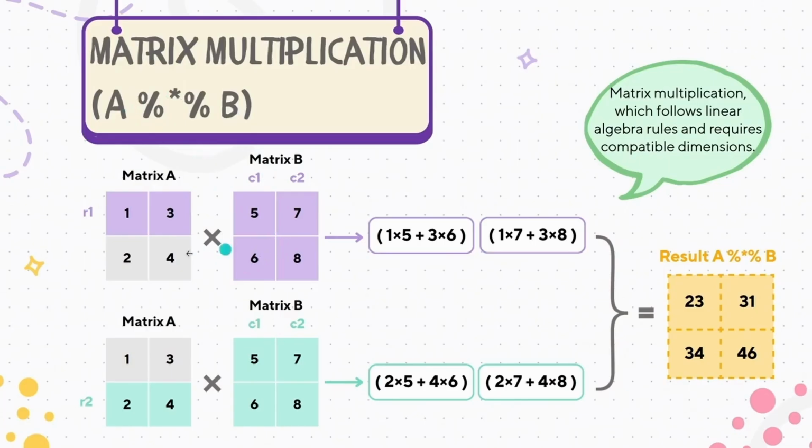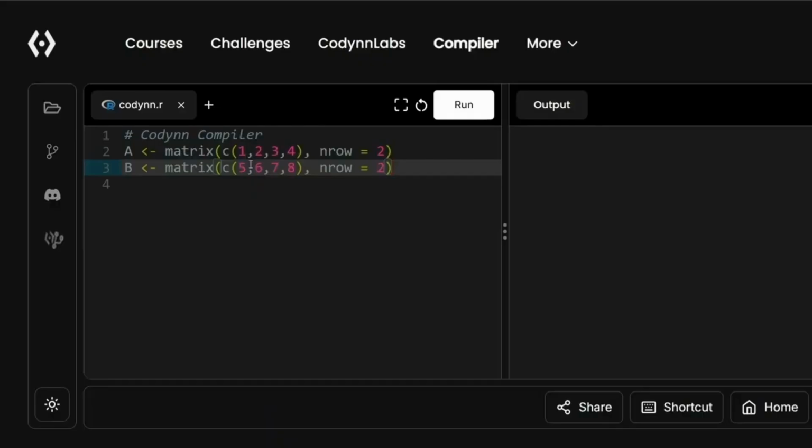So the order of the multiplication also matters. So I hope you keep those things in mind. So in order to actually demonstrate matrix operations, I have created here 2 matrices A and B. One holds 1, 2, 3, 4 and the other, that is B, holds 5, 6, 7 and 8.